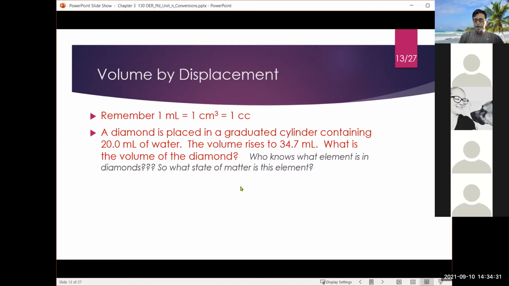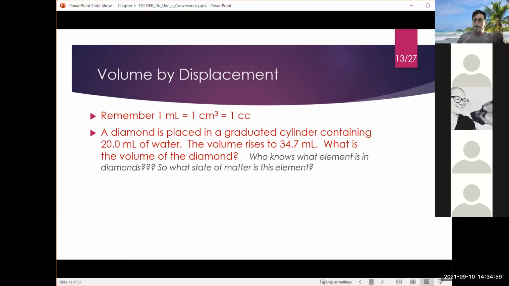So we got a diamond, for example, and you can pick up the diamond. It could be anything. We put it in a graduated cylinder, which is a cylinder with a scale on it so we can measure volume. It starts off with 20 milliliters of water. So we put the diamond in there, and guess what? The volume goes up as expected, and it goes up to a new volume of 34.7. The question is, what is the volume of the diamond?